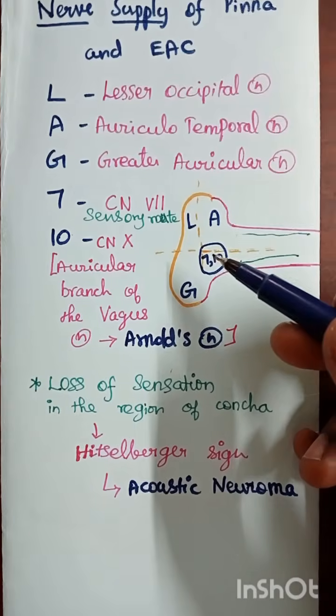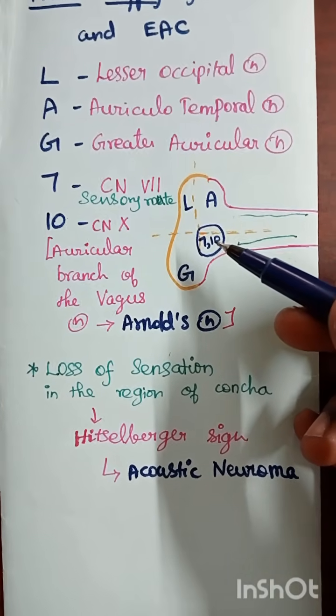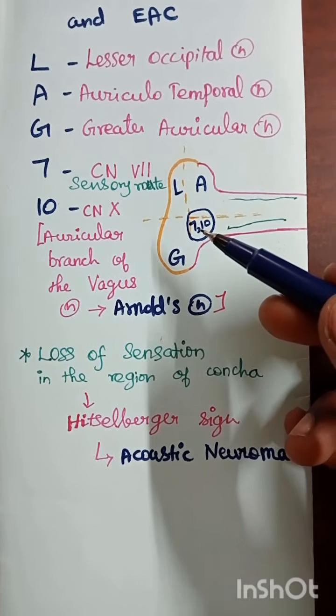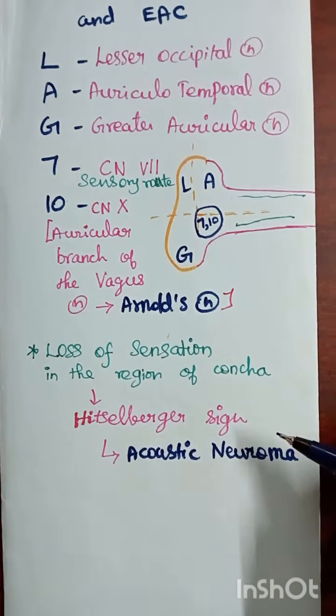And if there is loss of sensation in this region of the concha, it is called Hitzelberger sign, and this Hitzelberger sign is seen in acoustic neuroma.